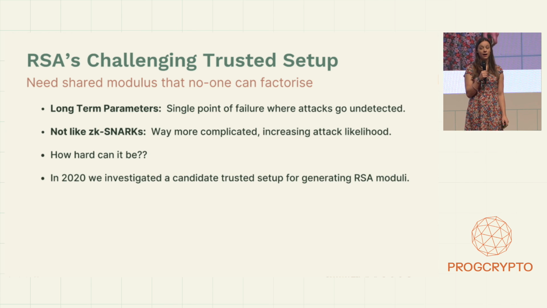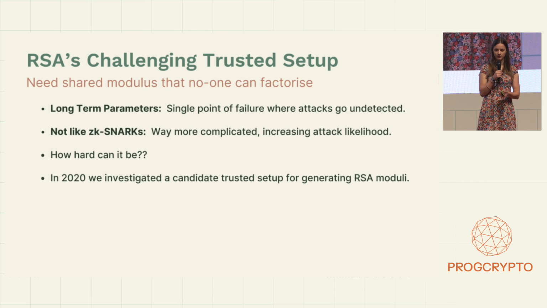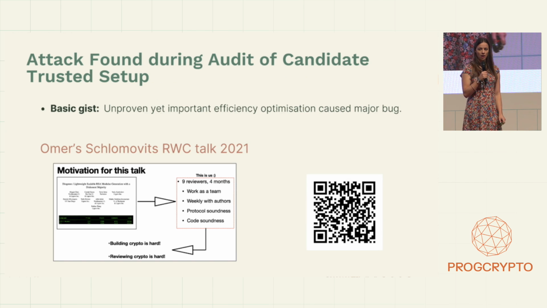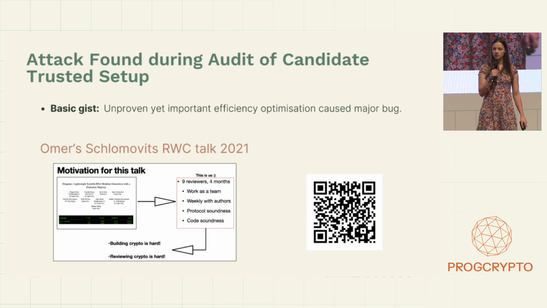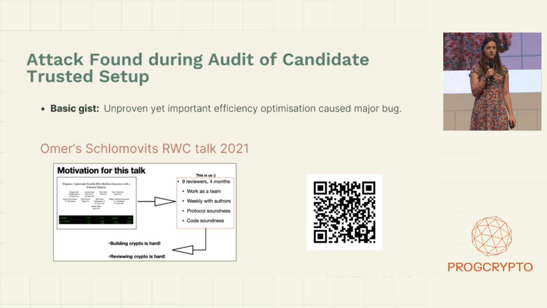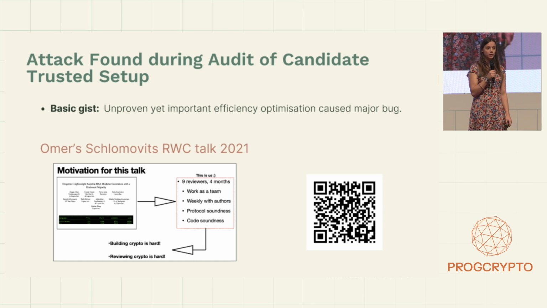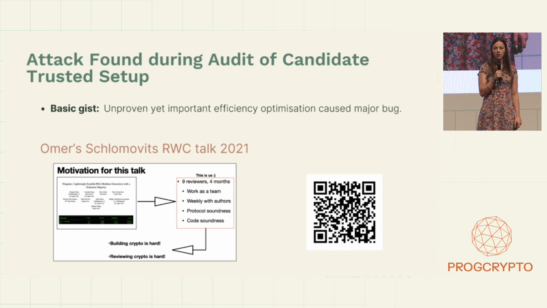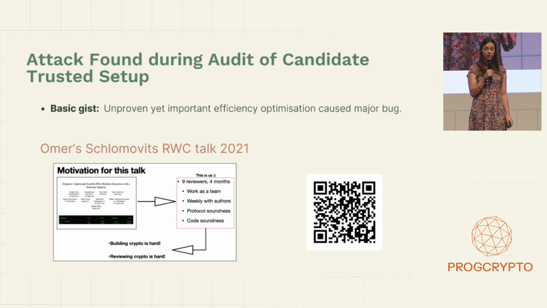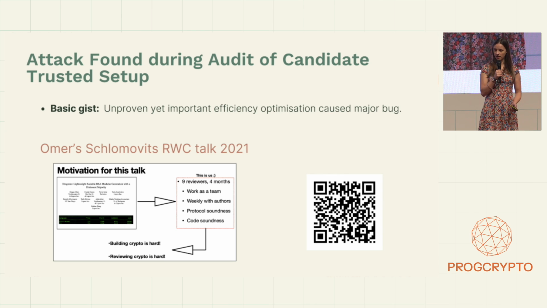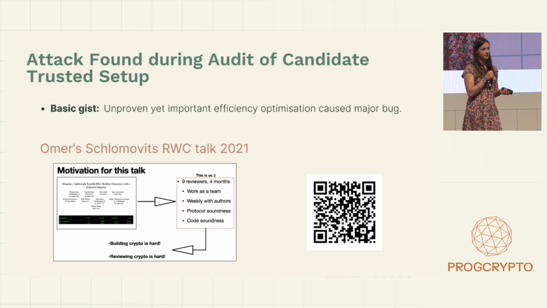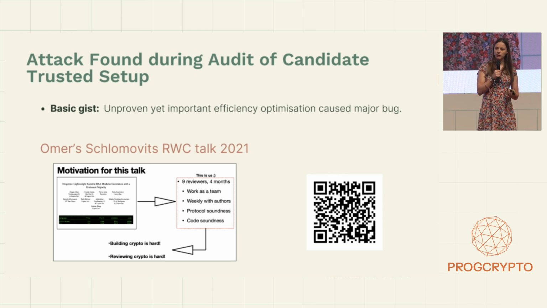And we investigated a candidate trusted setup for generating RSA moduli. To cut a long story short here, the candidate solution we were looking at was attacked during an audit. The basic gist of this attack was that there was an unproven and yet very important efficiency optimization that we were relying on, which caused a major bug. If you look at Omar's talk from RWC 2021, you can see far more details about that. And this attack kind of caused us to go back to the drawing board and think, is there a different way in which we can run a VDF?